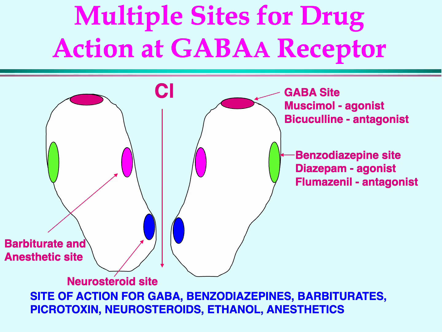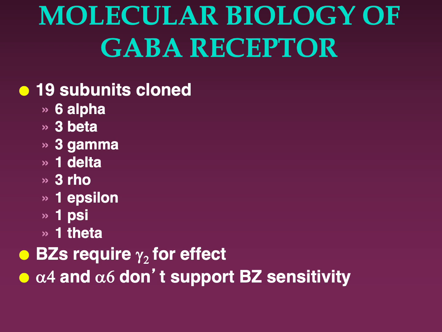And also the neurosteroid sites are believed to be somewhere near there as well. So all these different things, including ethanol and inhalational anesthetics, interact with this receptor system. Okay, the next slide again shows the molecular biology of the GABA A receptor.